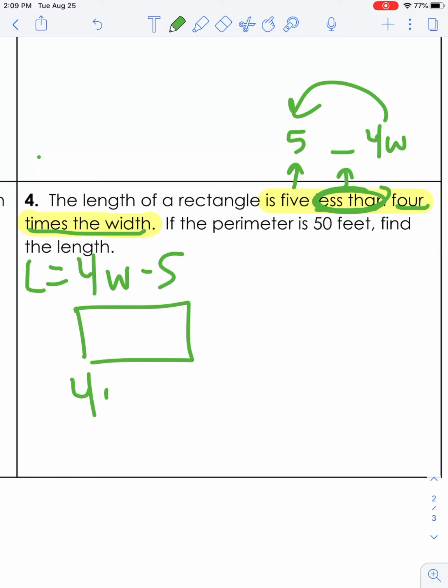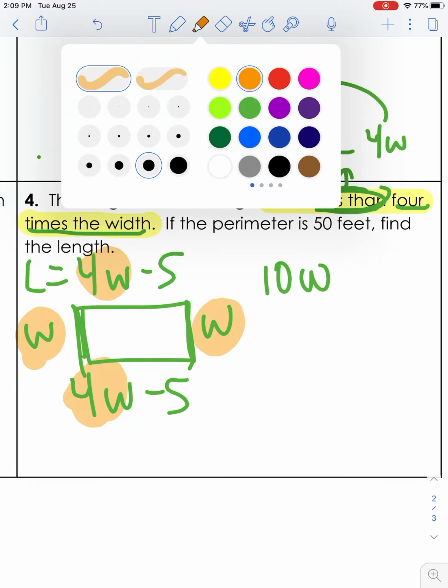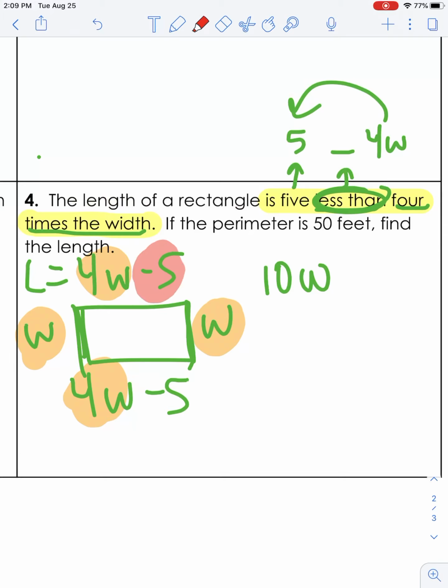We can fill out our picture, always fill out your picture. And then we have our other 2 sides as the width, which is just w. Now we can combine like terms. 4w plus 4w is 8w. Another w makes 9w and 10w. We have -5 and -5 make -10, and that perimeter is 50.